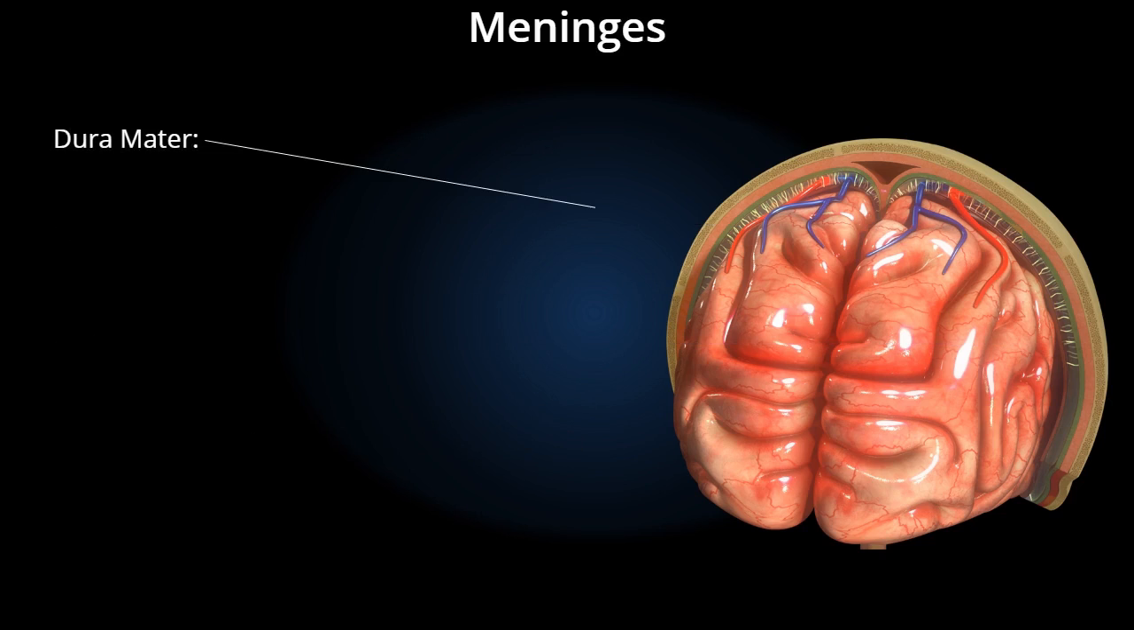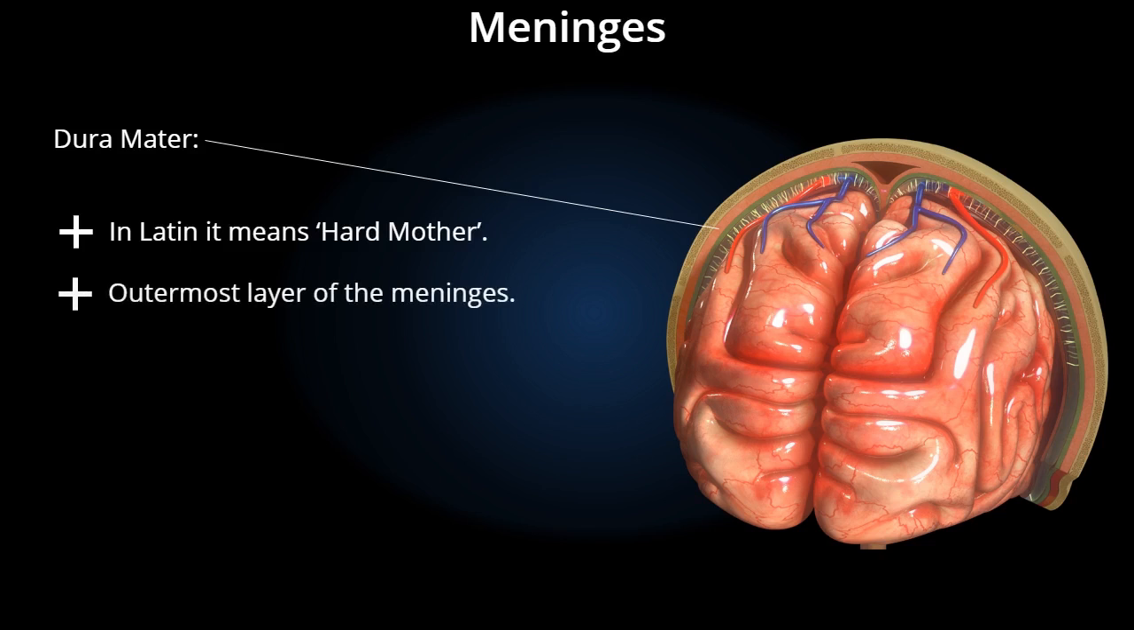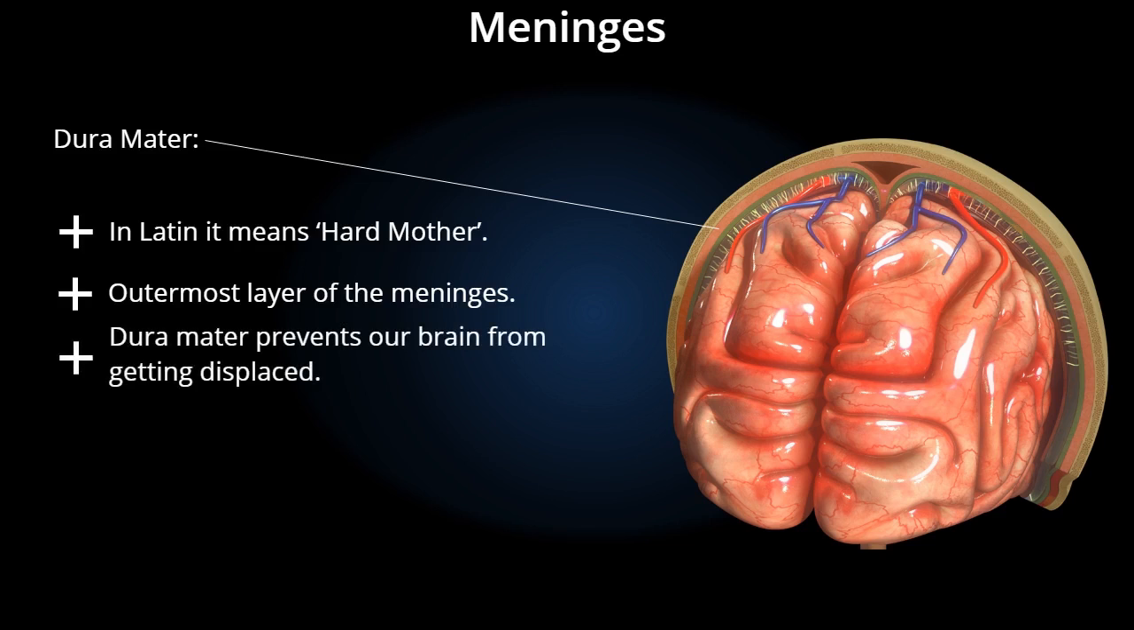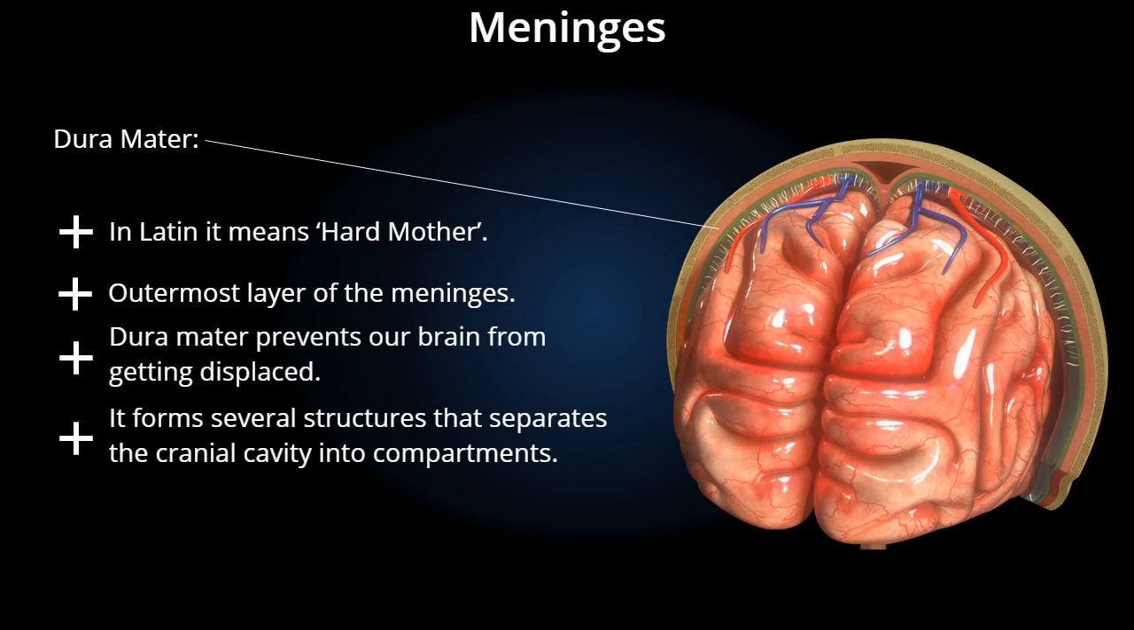Dura mater in Latin means hard mother due to its tough and flexible nature, and is the most superior of the meningeal layers. This dura mater prevents our brain from getting displaced by forming several structures that separate the cranial cavity into compartments, hence keeping the brain in the right position.